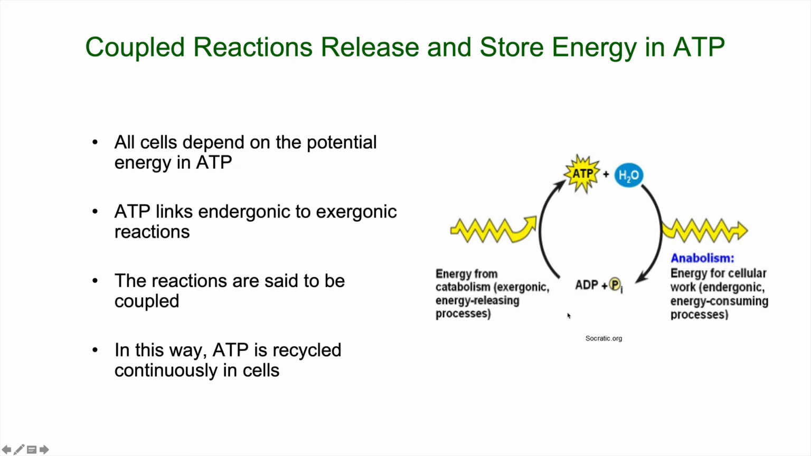In order to build the ATP back, we couple this. Actually, this would be anabolism of ATP with the catabolism of nutrients within the cells. So catabolic reactions that break down nutrients release energy that allow us to build or anabolize ATP. And when we catabolize ATP, we break it down, that fuels anabolic reactions elsewhere in the cell. And that's what it means to be coupled. And this is why we are continuously recycling ATP in our cells.